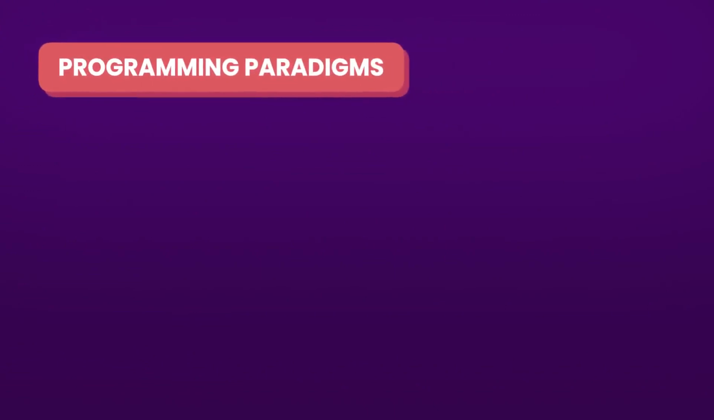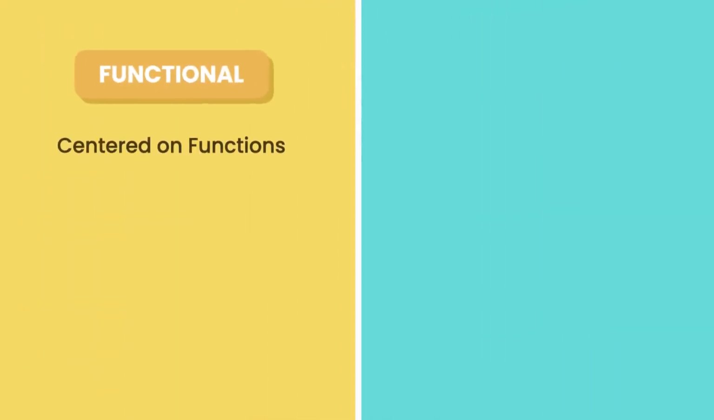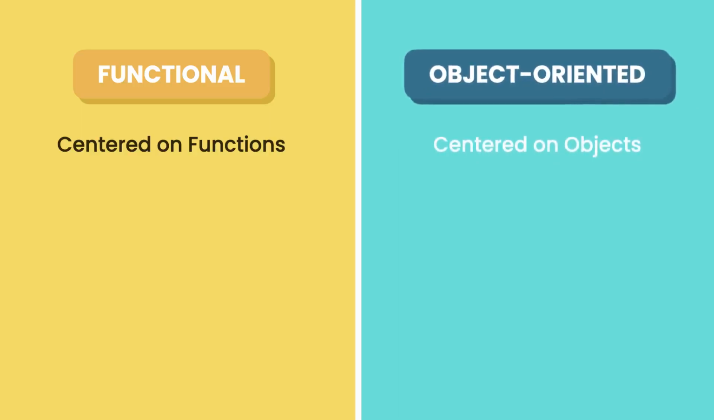Now, we have many different programming paradigms, such as procedural, functional, object-oriented, event-driven, and many, many more. Out of these, functional and object-oriented programming are the two most popular paradigms these days. With each paradigm, we think of building software in a different way. For example, in functional programming, we build software by creating and composing functions. In object-oriented programming, we write software by creating objects rather than functions.